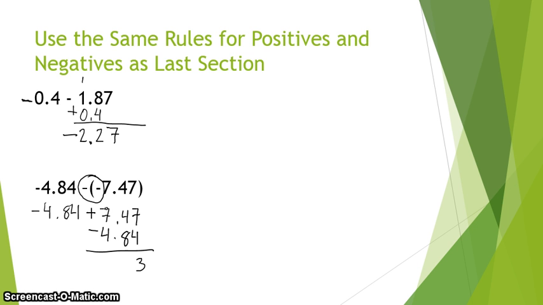And I'm going to get 3. Borrow. 14 minus 8 will give me 6. 6 minus 4 will give me 2. And since my bigger number was positive, my answer is also positive. So that's just a review from last section.